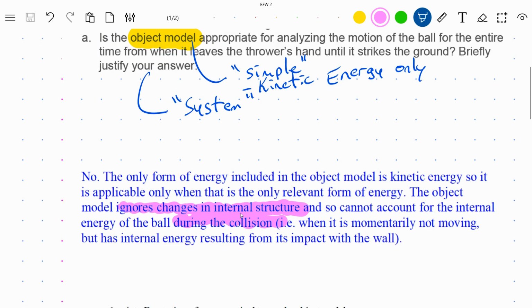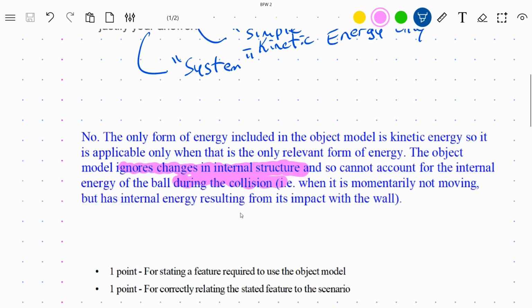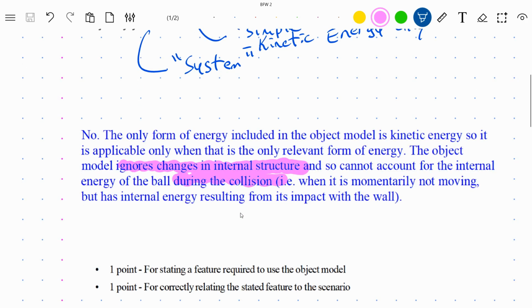Okay, so that's really it for part A, but let me show you the scoring guideline that was also created for this question. So this question came up to be 9 points. 2 of those 9 points are found within part A, and I'll show you the way the author of the question allocated those 2 points. Okay, so it was 1 point for stating a feature required to use the object model. So let's see if my answer does include that piece of it. So did I explain what the object model is, and maybe in particular call out a limitation?